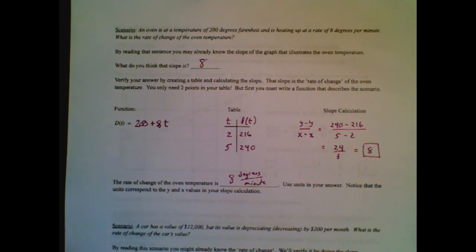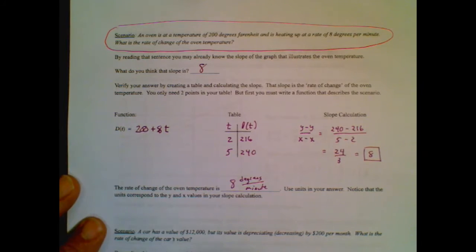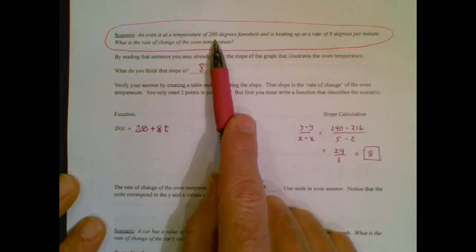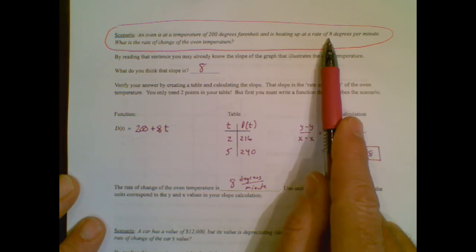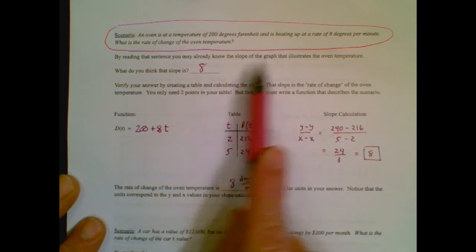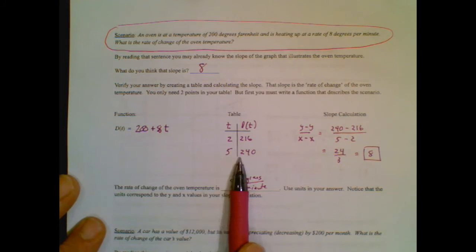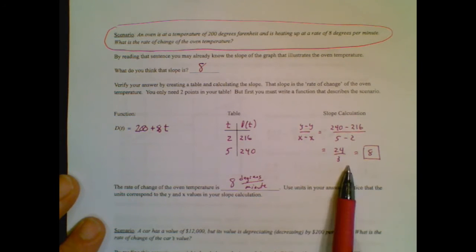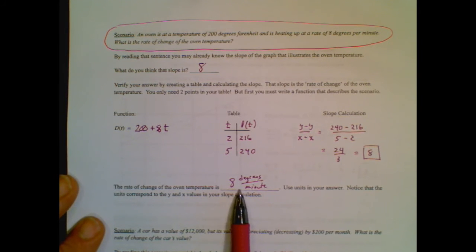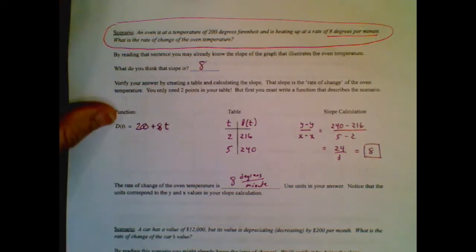I've moved on to the next page, and you should pause the video and read this quick little scenario. And we can see that the oven is at 200 degrees and it's heating up 8 degrees per minute. That's a rate of change. So that's going to be a clue about the slope. But if you go ahead and take those words, turn it into a function or an equation, turn that into a table, turn that table into a y minus y over an x minus x, you get a slope of 8, in this case 8 degrees per minute, which, as you figured, is the rate at which the oven is heating up.